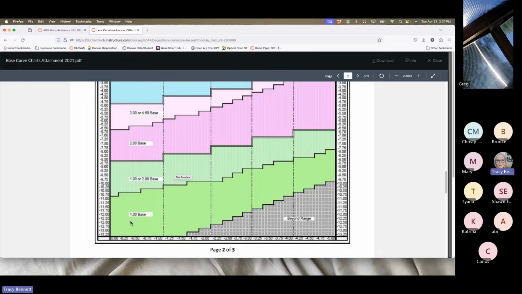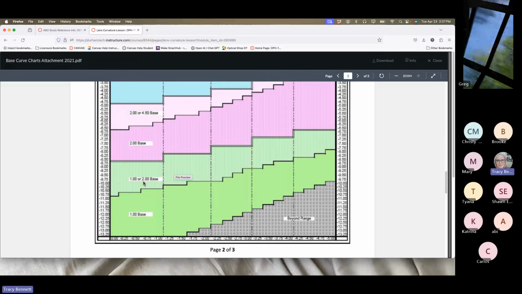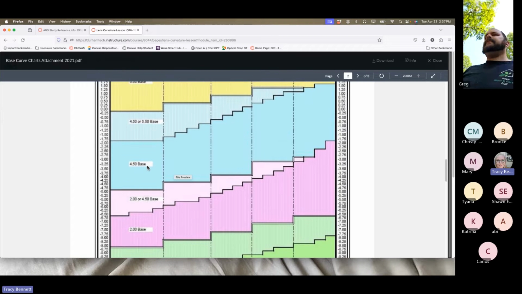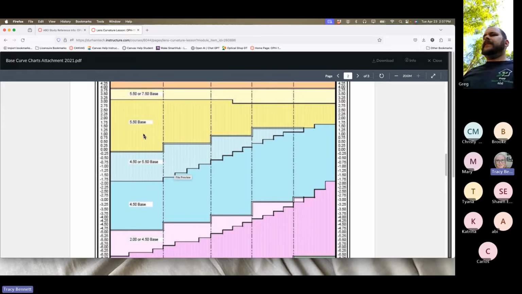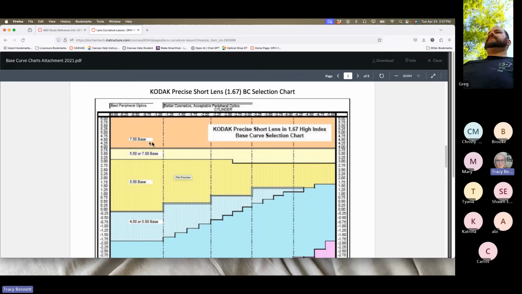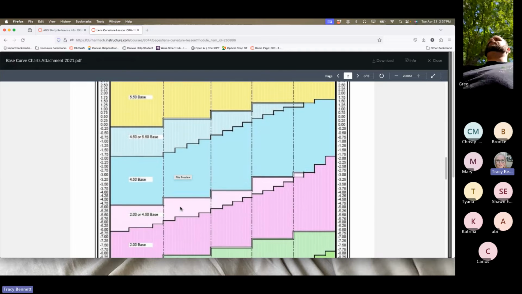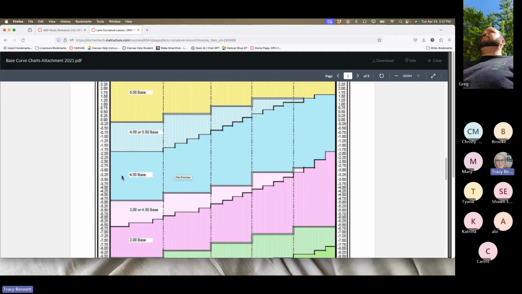Inside of here, you see where your base curves are. You see one base curve, and then this one says that you could use a 1 or a 2, and then this is a 2 base curve. You could use a 2 or a 4.50, 4.50 or 5, 5, and it goes up to a 7.50 base curve up here. So how you use this chart, I hope it's burned in your memory.